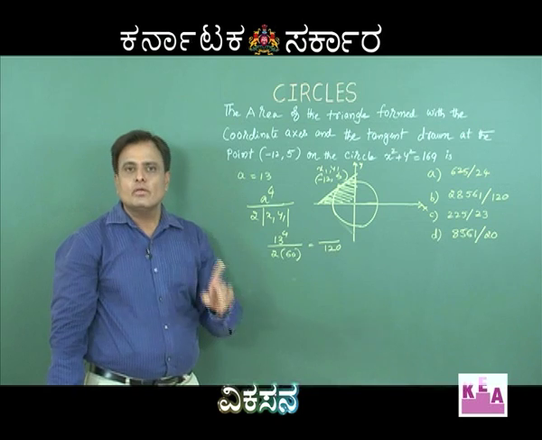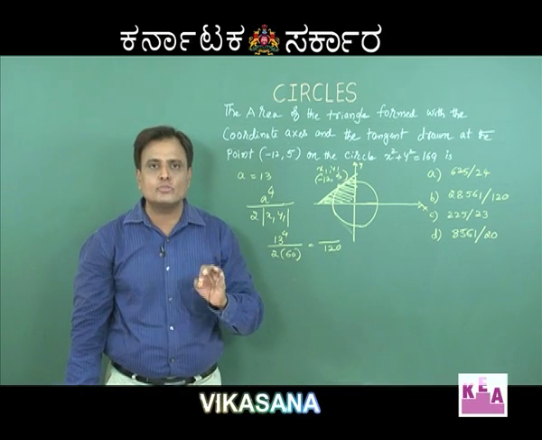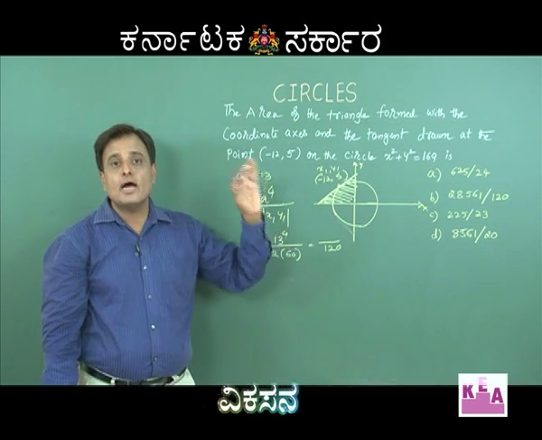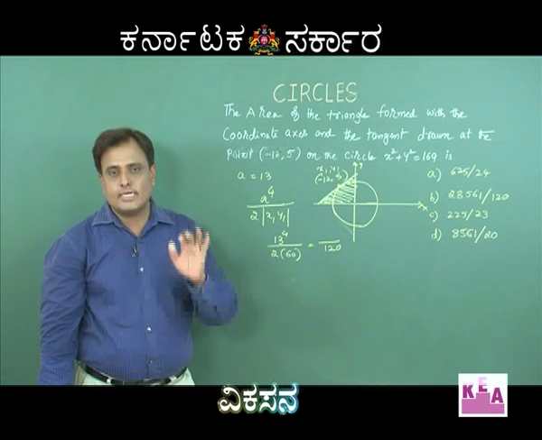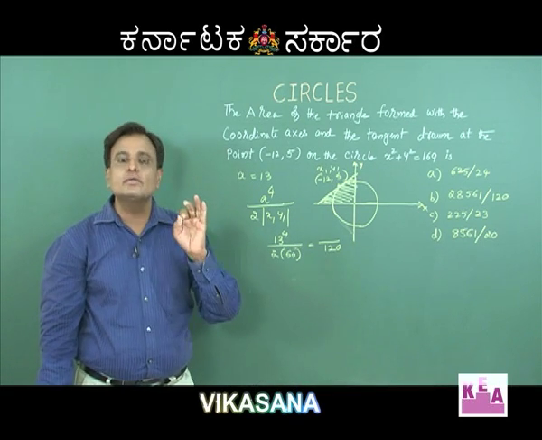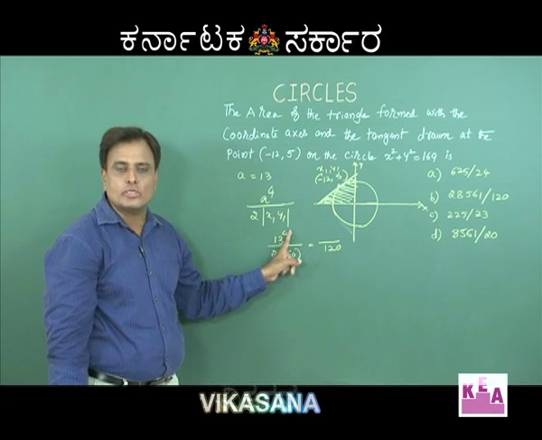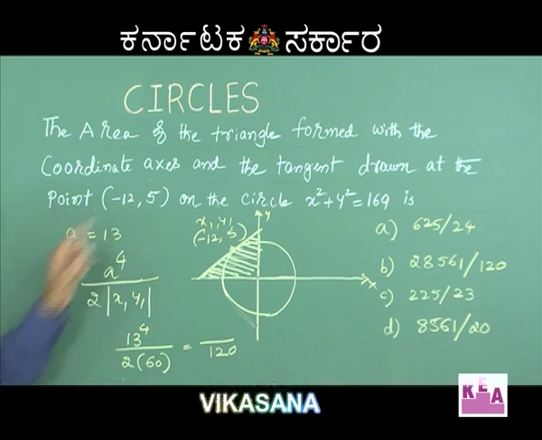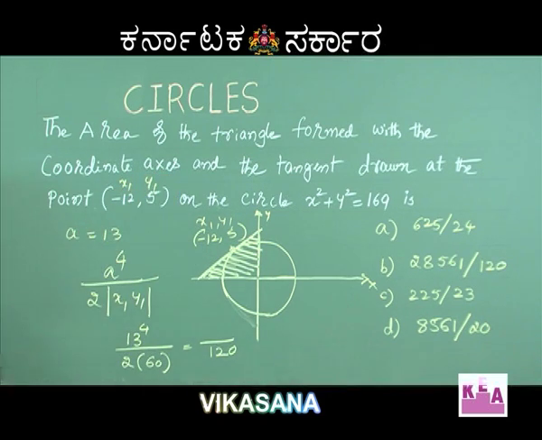Again I will tell you, whenever you find the area of the triangle formed with the coordinate axes and a tangent drawn to a circle whose center is at the origin, the direct technique is a raised to 4 upon 2 times modulus of x1 comma y1. Here a is equal to 13, so 13 raised to 4, upon 2 into x1 comma y1, the given point.